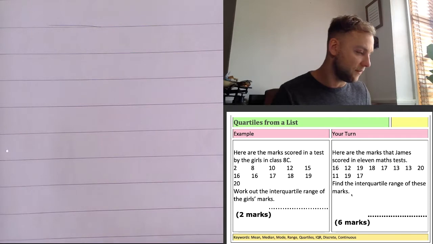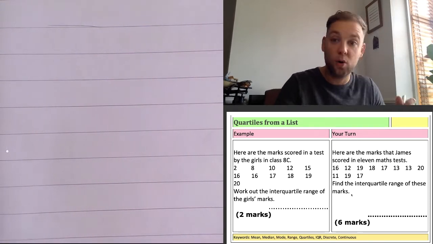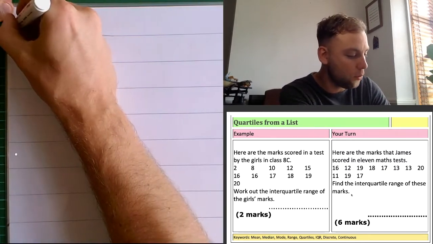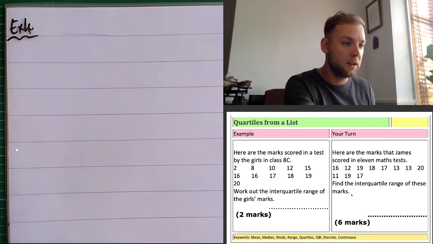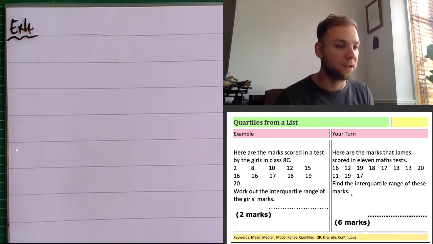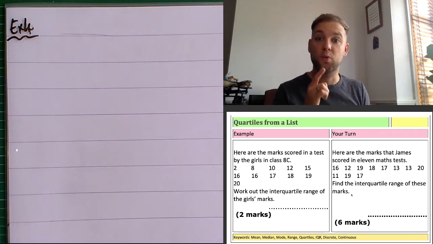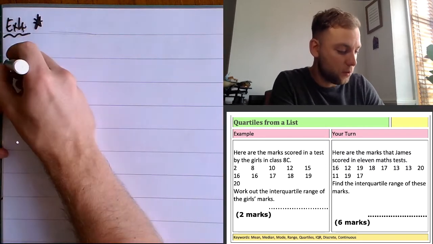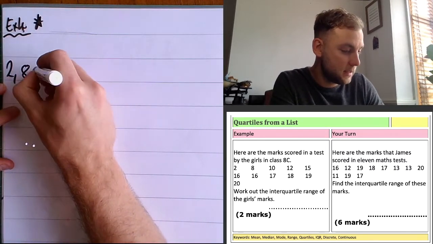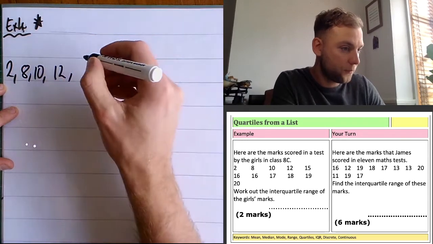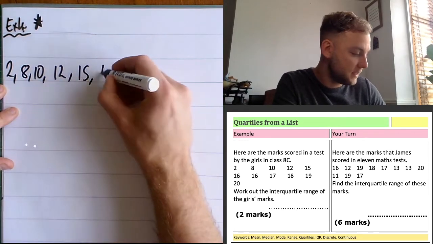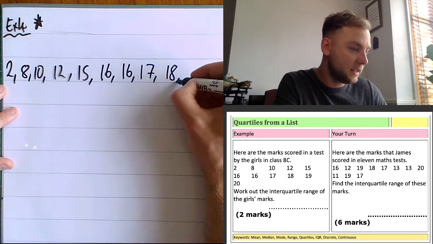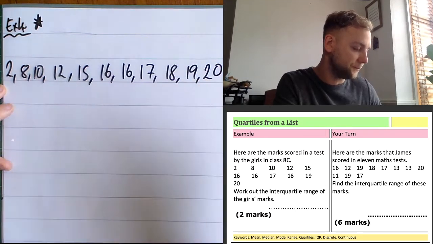Okay, so let's have a look at this one together then. So this one here was example 4. Remember to make sure you're getting this down in your notes. The only way to learn maths is to do it. So, example 4. Here are the marks scored in a test by girls in 8C. Work out the interquartile range of the girls. Okay, so let's get these numbers down first. So they go 2, 8, 10, 12, 15, 16, 16, 17, 18, 19, and 20. So that we've got all the numbers.